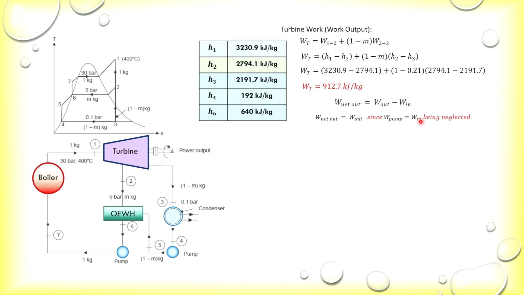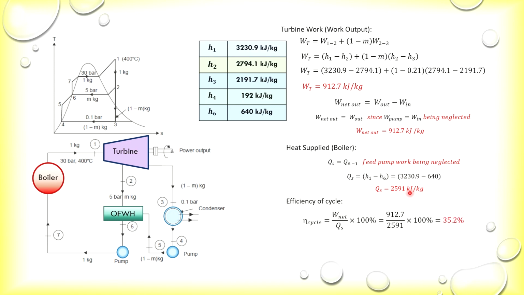I have put an explanation here. So the net work out, which is also the turbine work, equals 912.7. The next thing we need to find is the heat supply, based on the boiler at constant pressure. So heat supply equals the heat from 6 to 1. Remember, we have neglected the feed pump work, so we don't consider H7. Therefore, heat supply equals H1 minus H6.